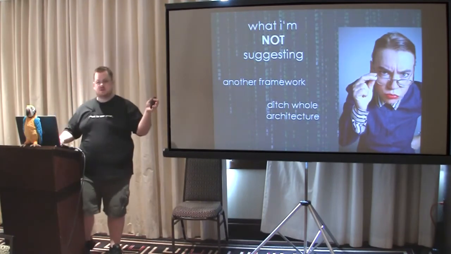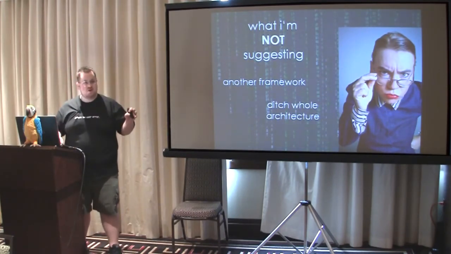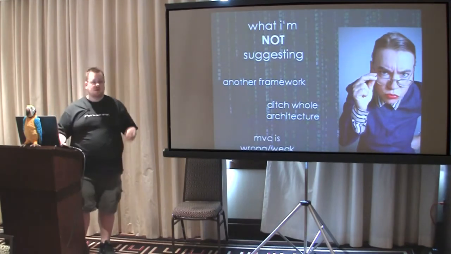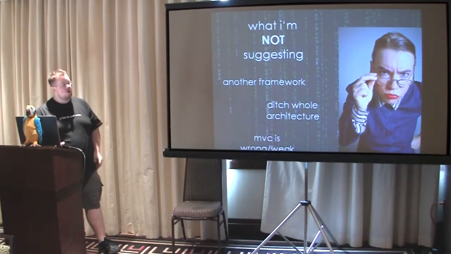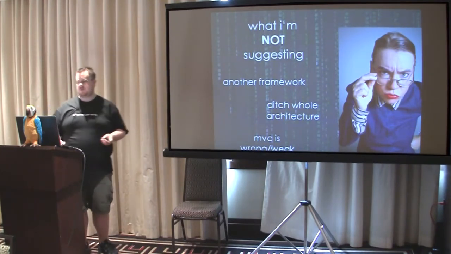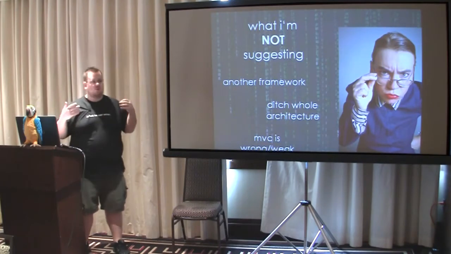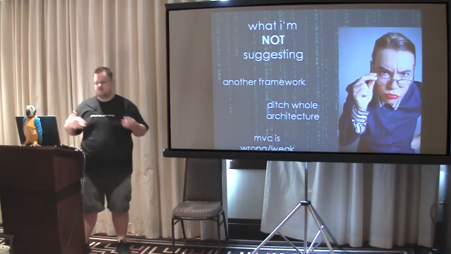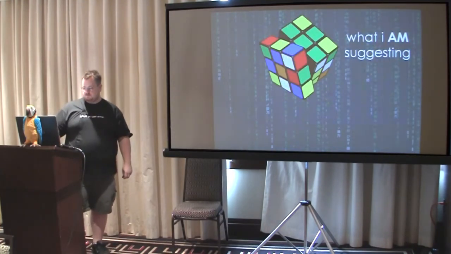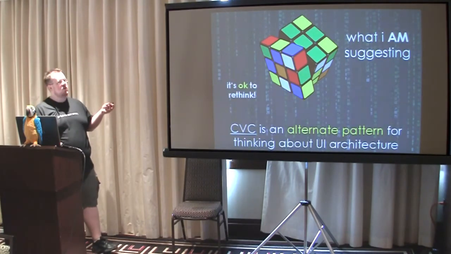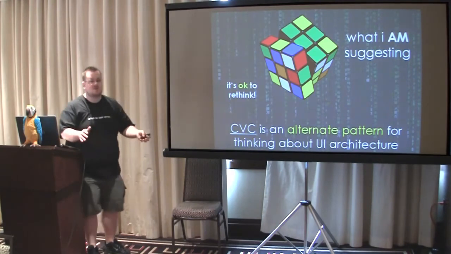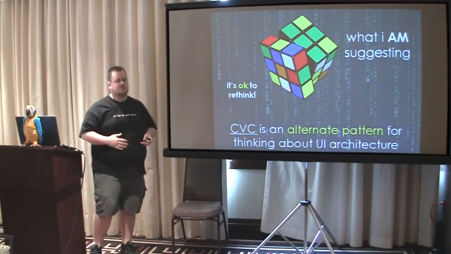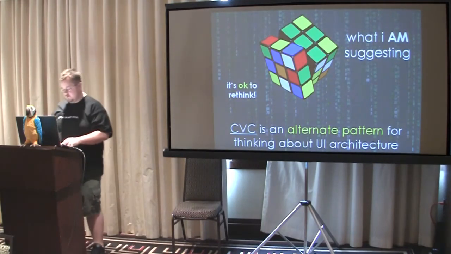I'm not telling you to ditch your whole architecture. You can go back to your company Monday morning and tell them, hey, I just want to change the views. I don't have to change the entire platform architecture. And I'm also not saying that MVC is inherently wrong or weak. I'm simply saying that in our world of Web 2.0, with the role separations and specialties that we all are falling into in our jobs, it's time that we rethink this a little bit, and I'm suggesting an extension to that pattern. CVC is an alternate pattern for thinking about UI architecture, and it is okay to rethink. You do not have to accept the status quo because you've always been a .NET shop and you've never been given the option of doing anything other than that. It's okay to go back and rethink things.